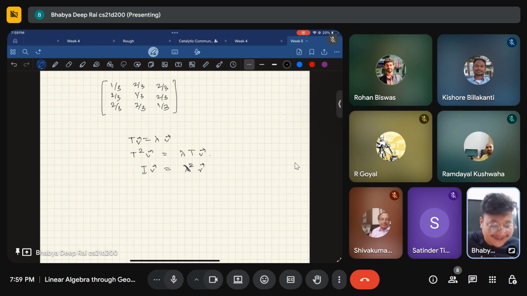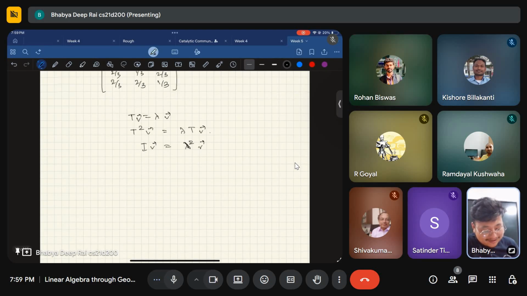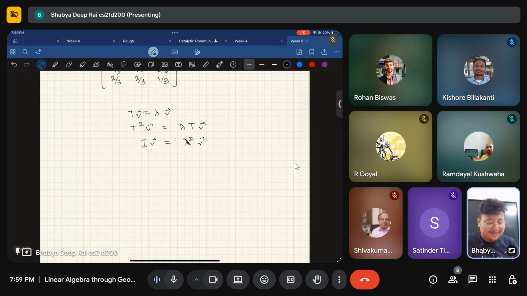Nice one. I think Goyal or someone said that applying Tv again gives lambda v. So I took his concept, actually. In the previous problem, someone mentioned that. Oh, okay, nice. Good. Great. So now lambda is 1 and minus 1.